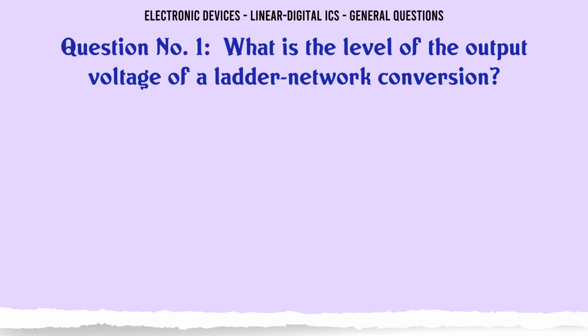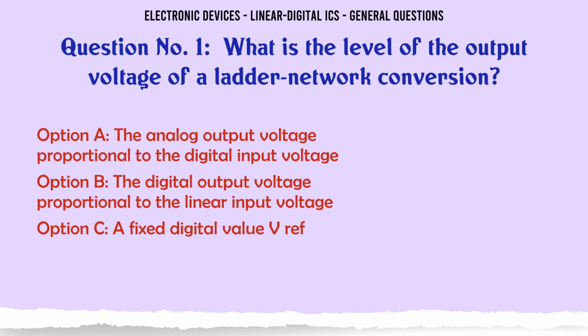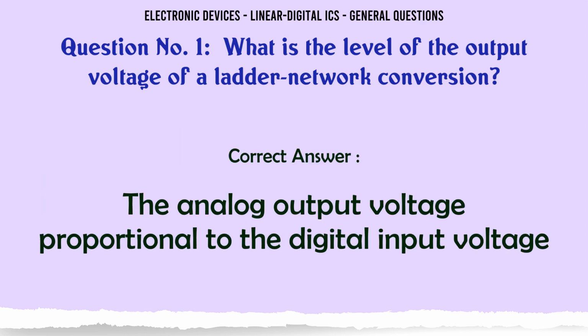What is the level of the output voltage of a ladder network conversion? A. The analog output voltage proportional to the digital input voltage. B. The digital output voltage proportional to the linear input voltage. C. A fixed digital value Vref. D. A fixed analog value Vref. The correct answer is the analog output voltage proportional to the digital input voltage.